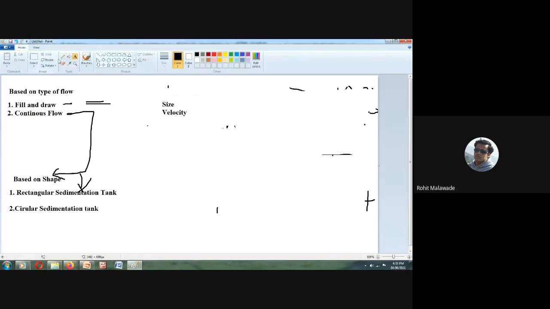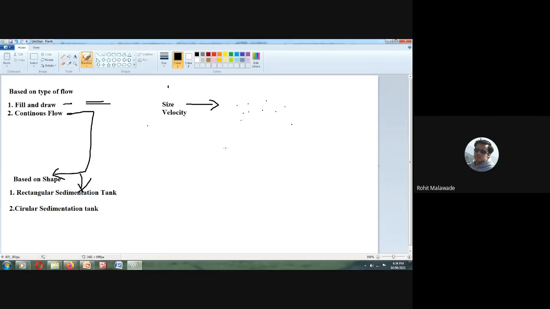Now, how is the size going to be important? Let's have some discussion over this. What will happen if the size is less? Can anybody tell me? If the particle size is less, what will happen? It will not settle down, sir. It is not going to settle down very easily.